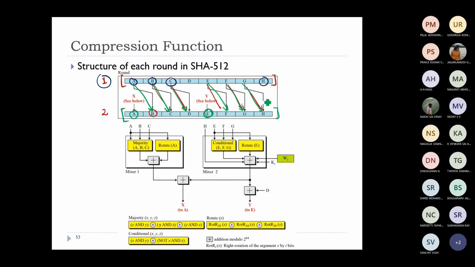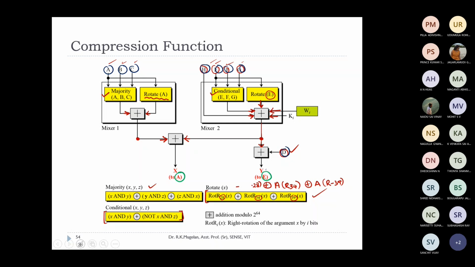Okay, sir. In this case, we are just shifting the values of A, B, C and E, F, G into the places of B, C, D and F, G, H. Only A and E are generated using these expressions. Is it clear? Okay, sir. Yes, sir. Got it.